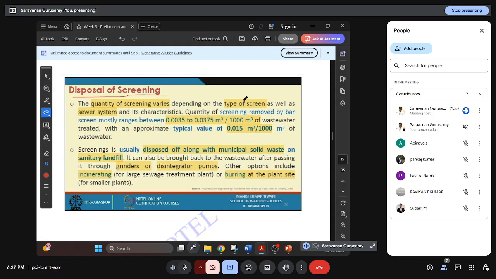Disposal of screenings. What can we do with the trapped material that is collected with the mechanical rack and then stored in a separate tank? What can we do with this collected screenings? It will always be in the range of 0.035 to 0.03 meter cube per 1000 meter cube of water. If you take 1000 meter cube of water, you will get about 0.03 meter cube of solids. That needs to be disposed of in a sanitary landfill if it does not have any organics. If it has organics, it needs to be dried and then disposed of in a sanitary landfill.